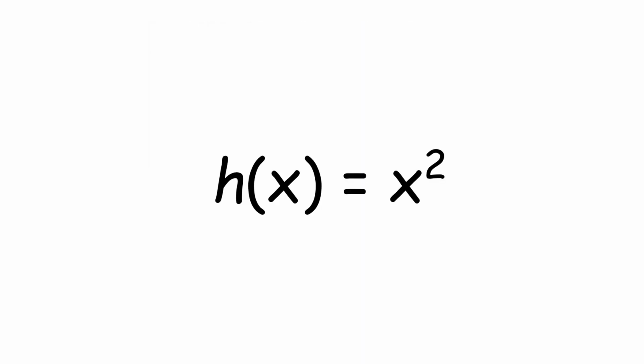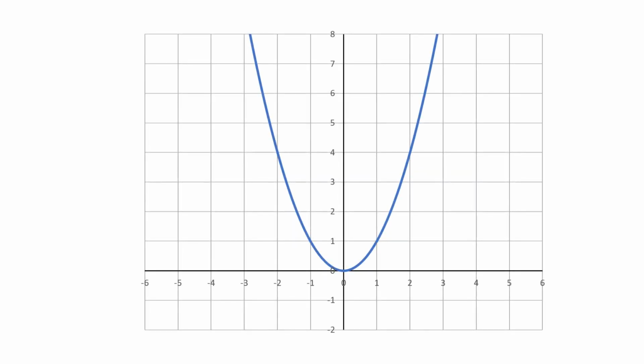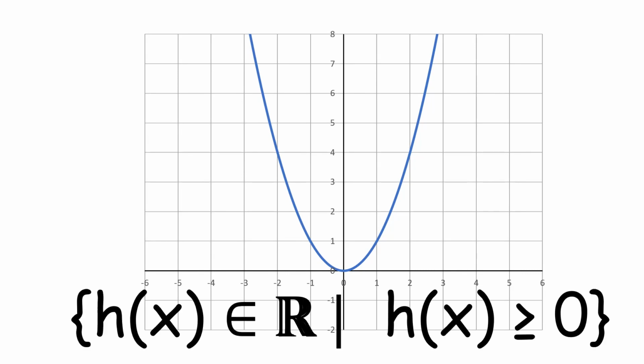Alright, let's look at another function. Function h returns x squared. Again, let's look at the graph for that function, and note that when you multiply any number by itself, the result is always 0 or greater. You can't square a number and get a negative value. So the possible outputs for function h, which we call its range, is defined as being the set of all real numbers such that h of x is greater than or equal to 0.